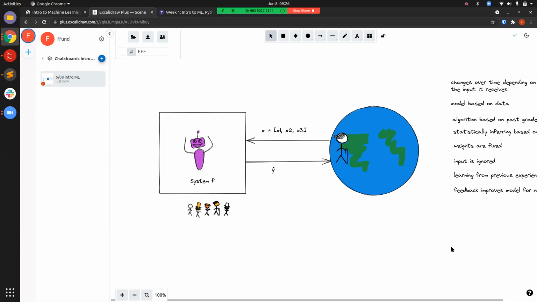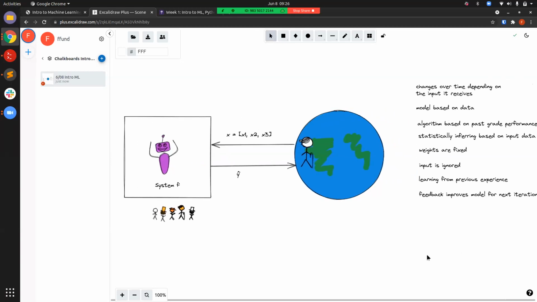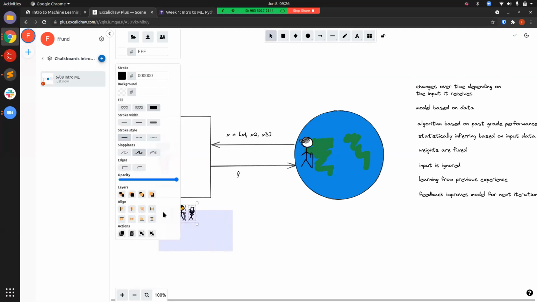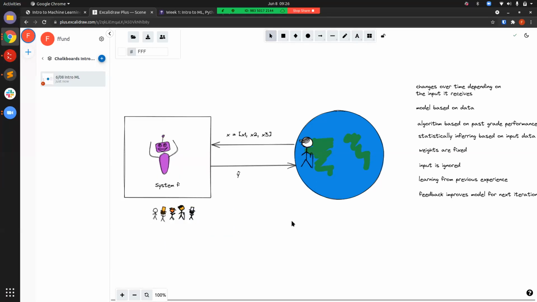Okay. So now when we look at these comments, let's look at what kind of data we're referring to. So this is a comment from the beginning when I asked, what is machine learning? And someone said, it changes over time depending on the input it receives. Do we mean it changes over time depending on the input from the current sample? Or do we mean it changes over time depending on the input from, let's say, all these other examples?